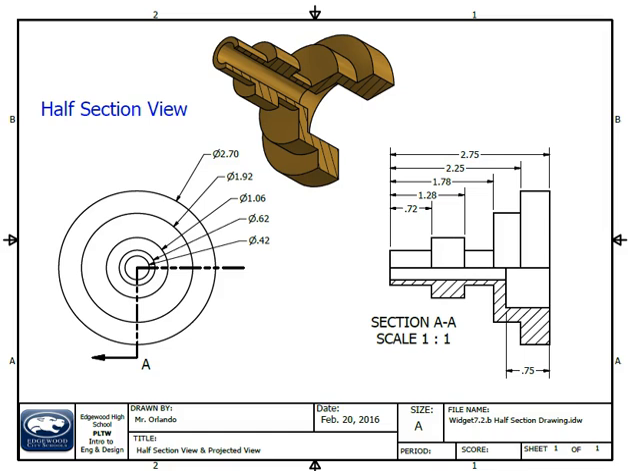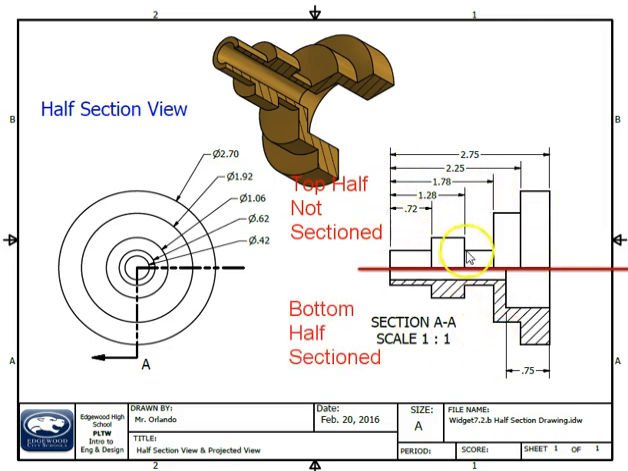A half section view, which this is your view, this is your section view. Half of the view, the top half, is not showing any diagonal hatch lines to show that material's been cut. But underneath this line, the bottom half does. So half of the view shows a section view and half of it does not.